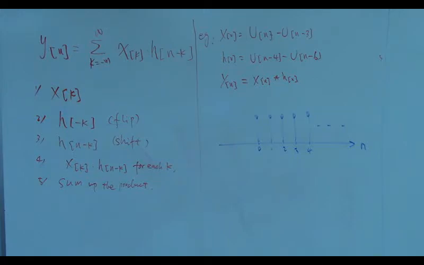This will be to here. This one will shift to here. And this one times this equals 1. This one times this equals 1. So the result is good, right? The next one is n equals 7.